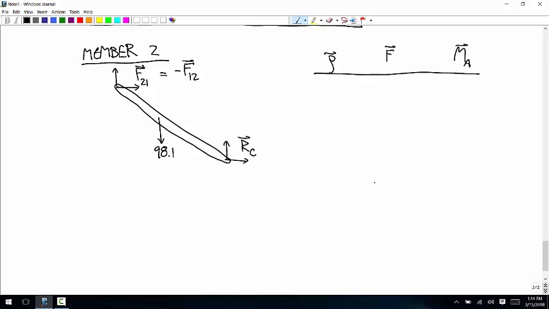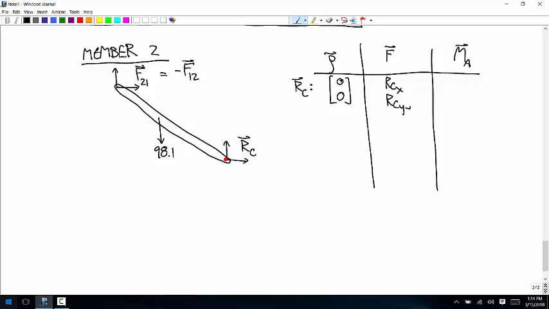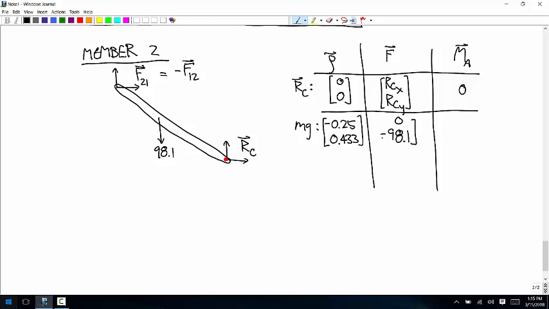Moment. I'll put the about point down here for this member. So first, the force RC. Row vector is 0. The force vector is RCX, RCY. 0 moment. Then the weight force. The row vector is negative 0.25, positive 0.433, and the force vector is 0, negative 98.1. And that cross product is positive 24.525.